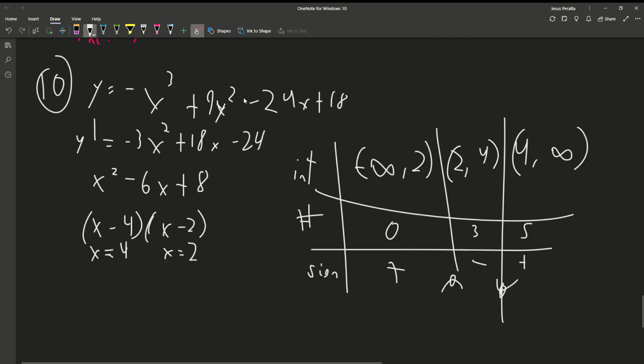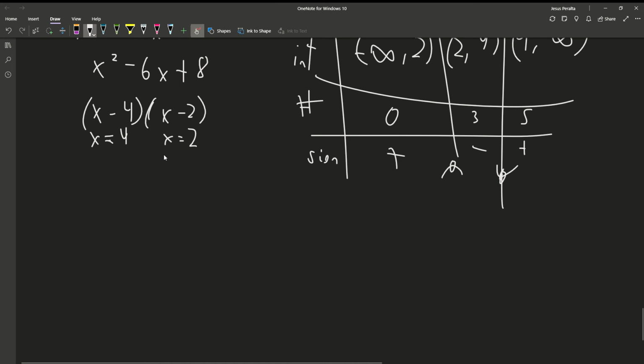So we scroll down just a tiny bit. Hopefully I can remember. I haven't even been checking the answers. Number 10. Yes, okay.